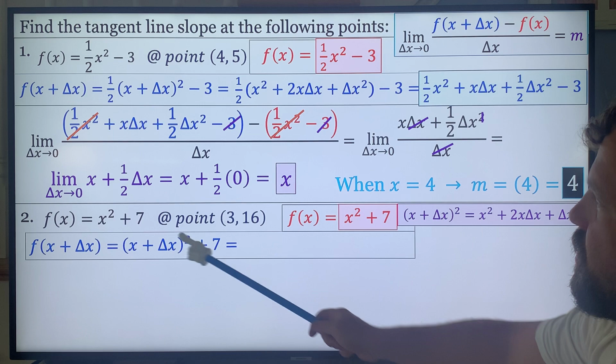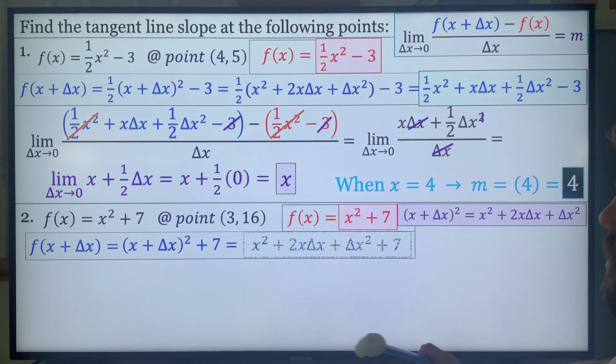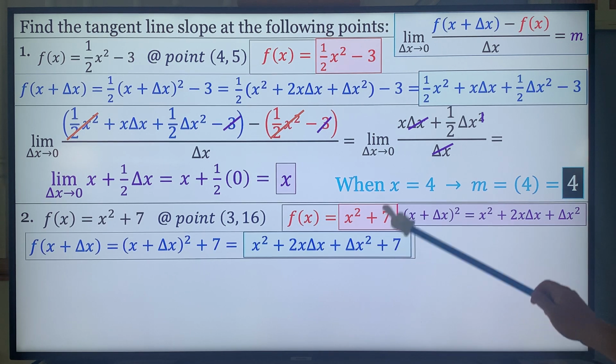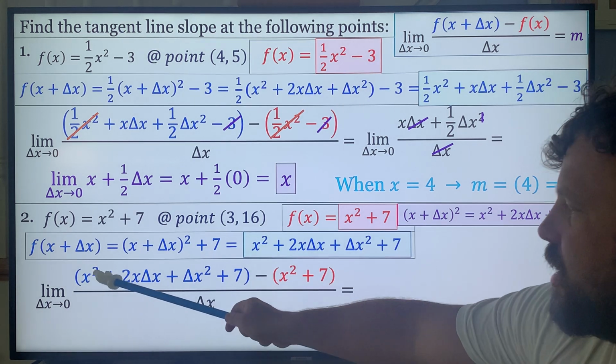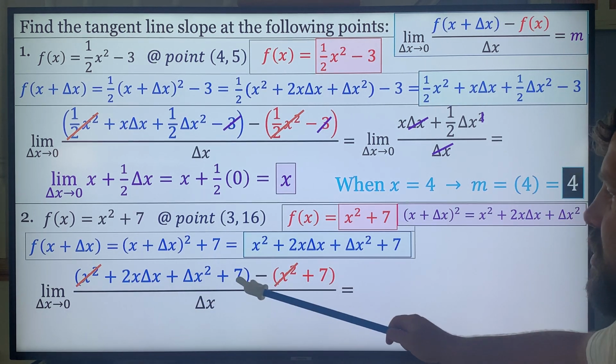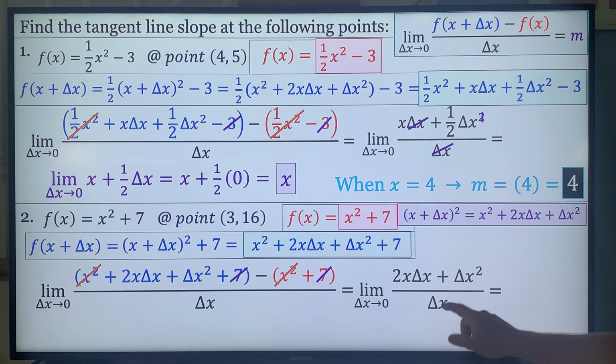Plug that in. Now when you expand it the same way you expanded it here: x squared plus 2x delta x plus delta x squared plus 7. That was pretty easy. Plug these two into the equation. Once again, x squared minus x squared cancels out. 7 minus 7 cancels out. Leaving me with 2x delta x plus delta x squared over delta x.